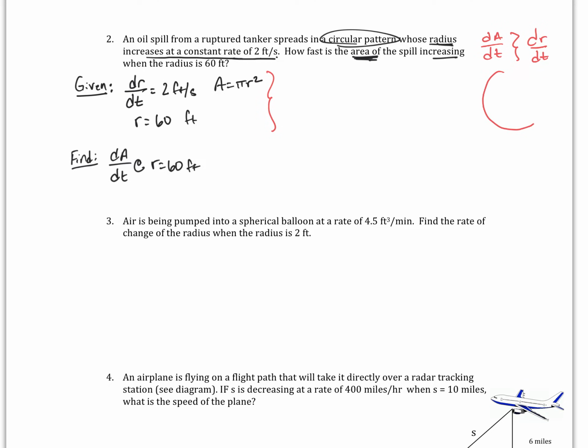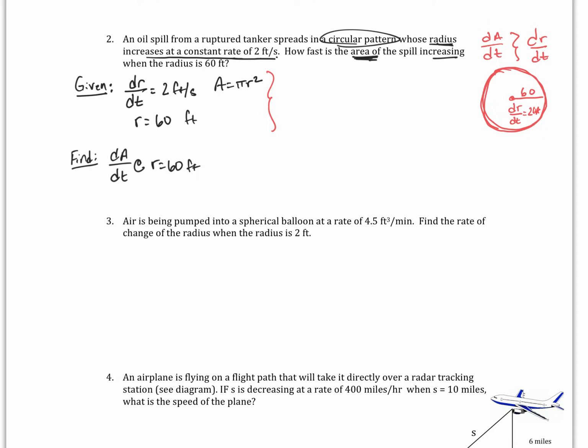So I have this circular oil spill like this. This radius is 60 feet, right? And I know that this radius is changing at a rate of 2 feet per second. So I need to find out how it is impacting this area. How quickly is the area changing based on the radius changing at that rate? All right, so let's take a look here.